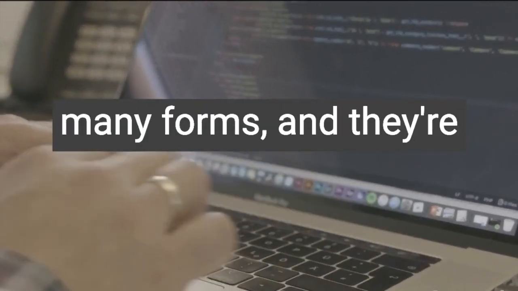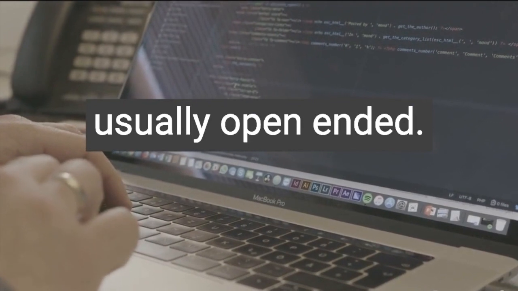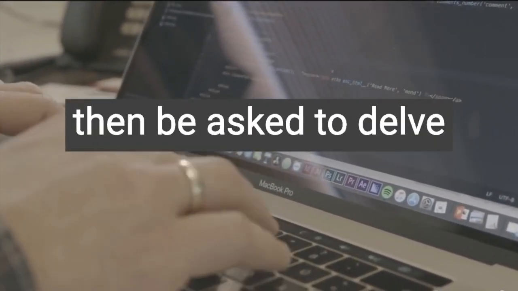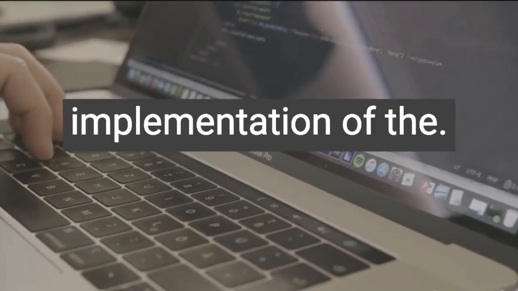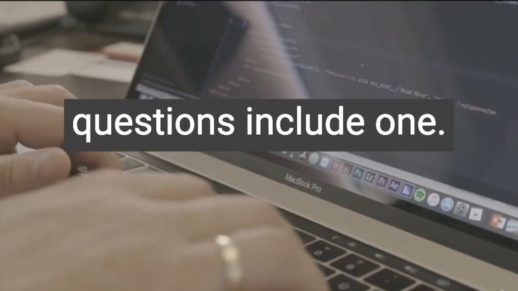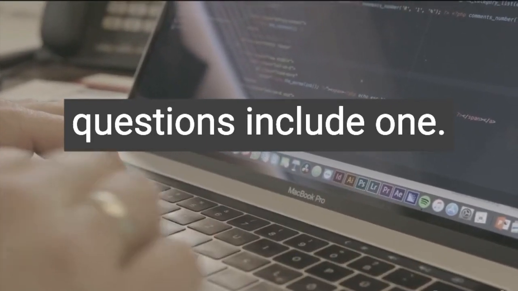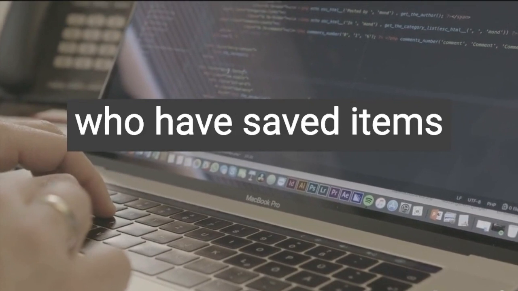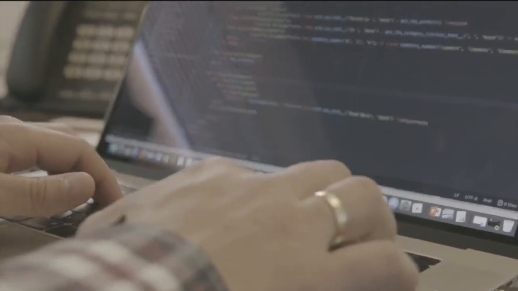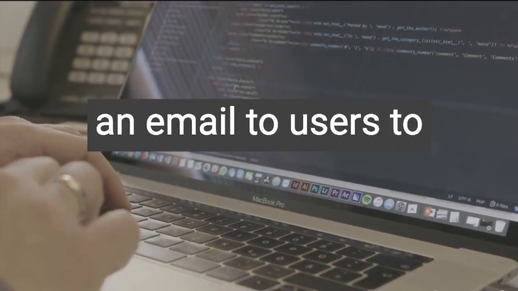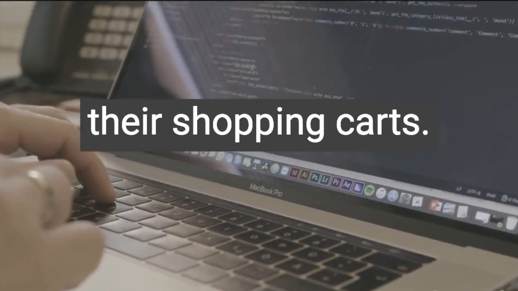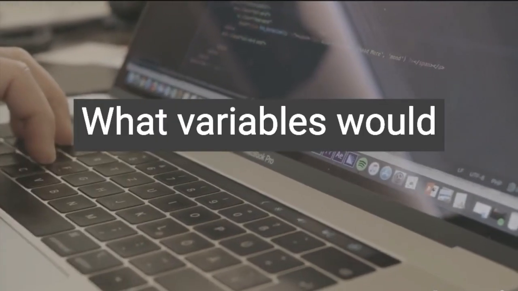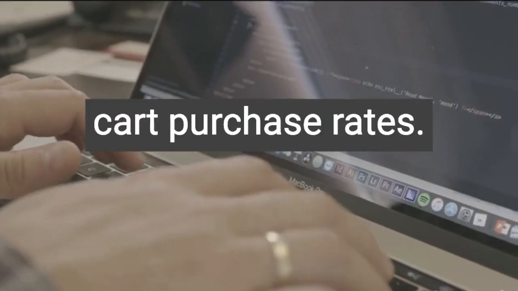Technical questions take many forms, and they're usually open-ended. Most often, you'll start with a product design question and then be asked to delve deep into the technical implementation of the design. Some sample questions include: 1. Amazon is developing a machine learning algorithm to better target shoppers who have saved items in their shopping carts. The algorithm will send an email to users to remind them about their shopping carts. What factors would you consider when designing this algorithm? What variables would yield higher shopping cart purchase rates?